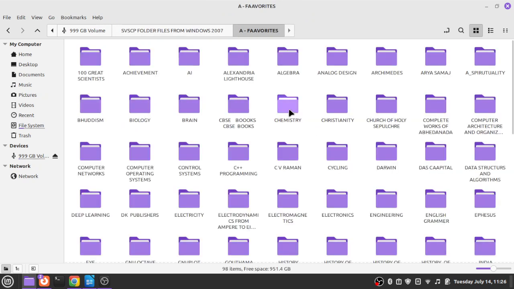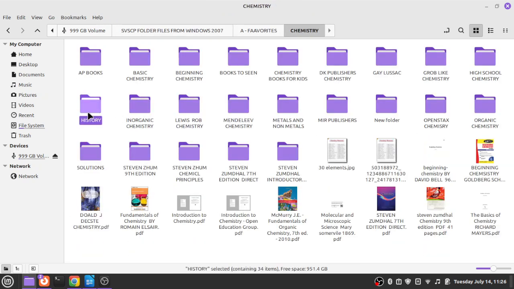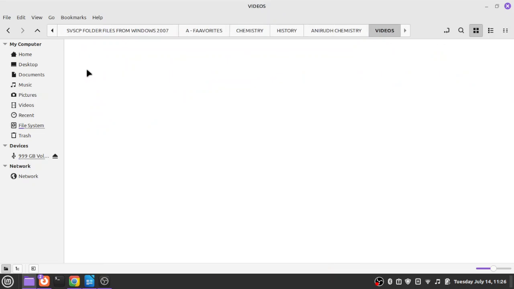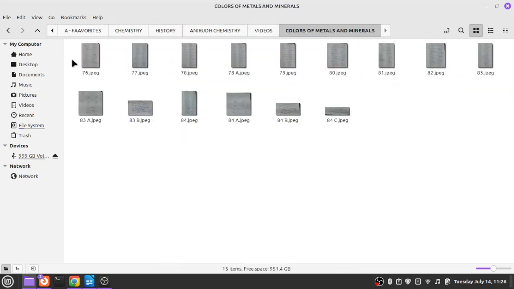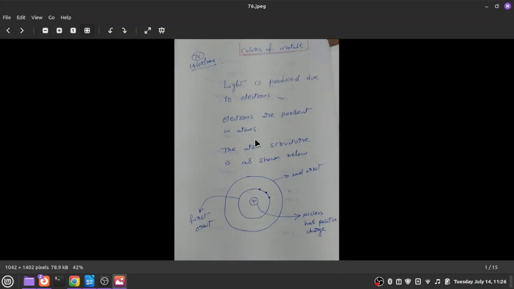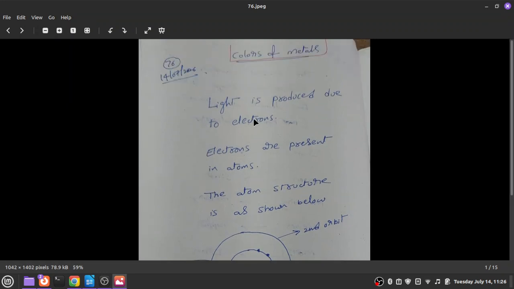Today I am going to start with colors of metals. Colors of metals. Okay, so the topic is colors of metals.